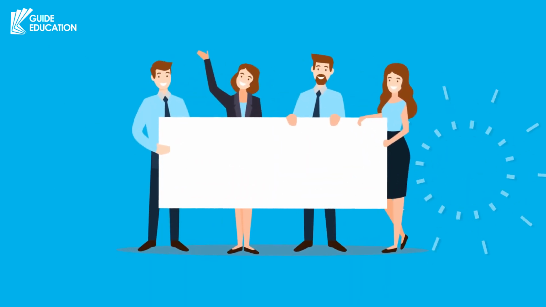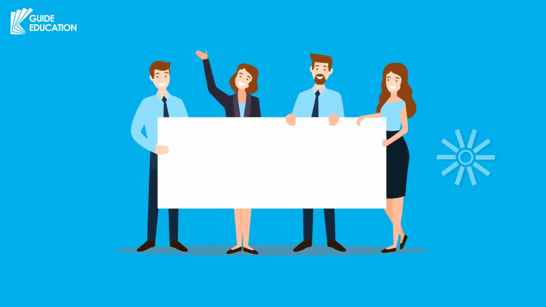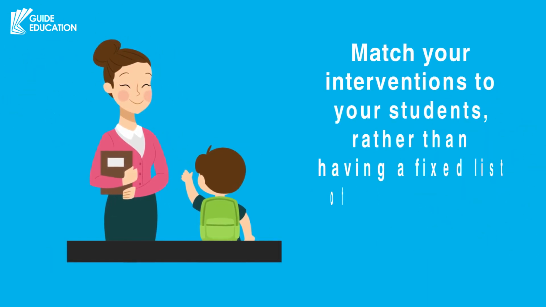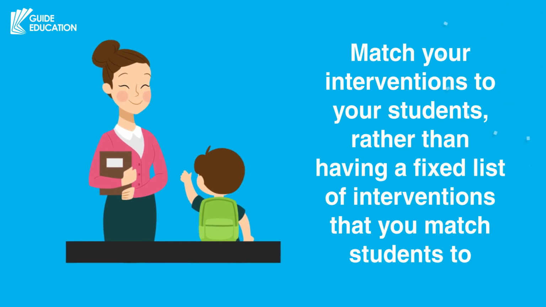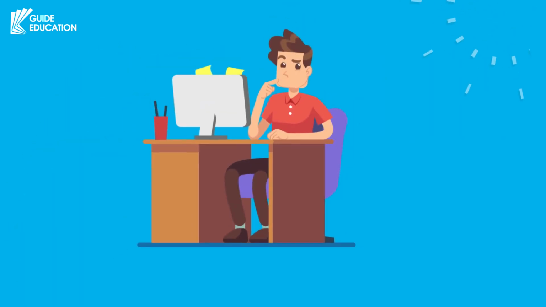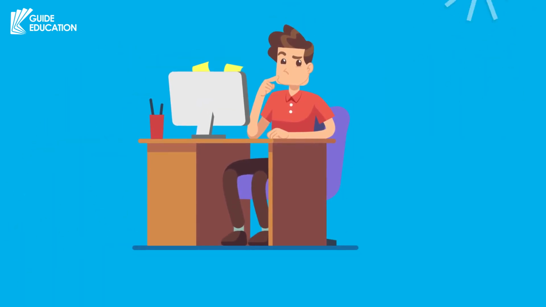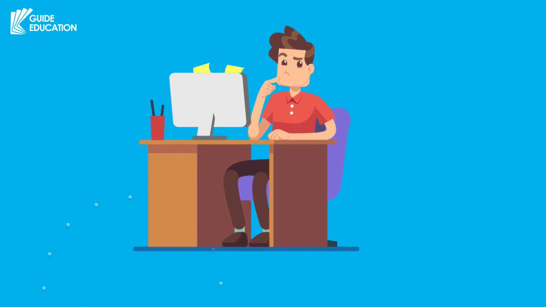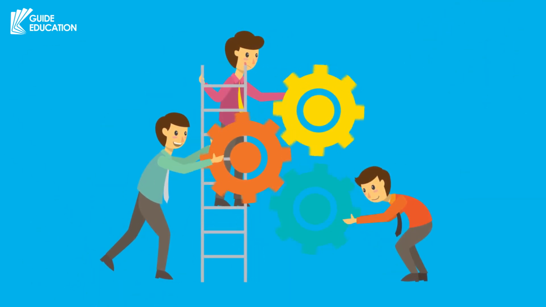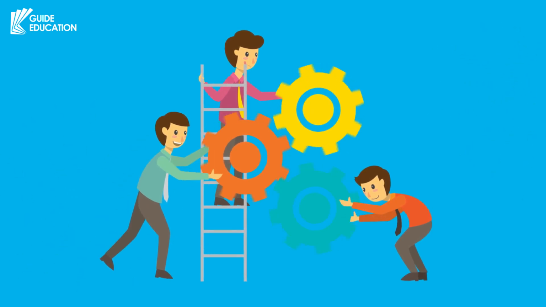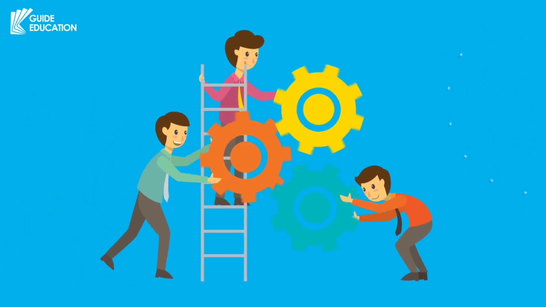And in terms of what interventions you provide, I'll talk more in detail in future videos about this, but try to match your interventions to your students rather than having a fixed list of interventions that you match students to. It's very tempting, I think, for a SENDCo to have a list of this is what we do, irrespective of the children who walk through the door. It is best practice, really, to do that the other way round, to start with what the students' needs are and then resource, train your staff and plan what your offer is. Do it that way round.